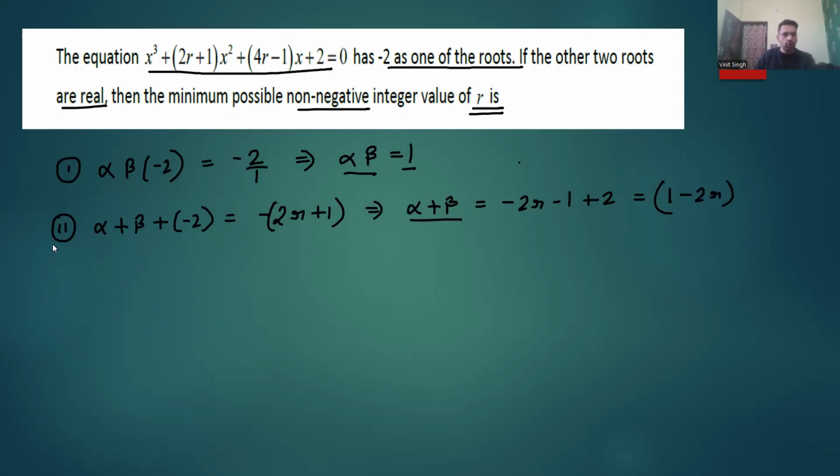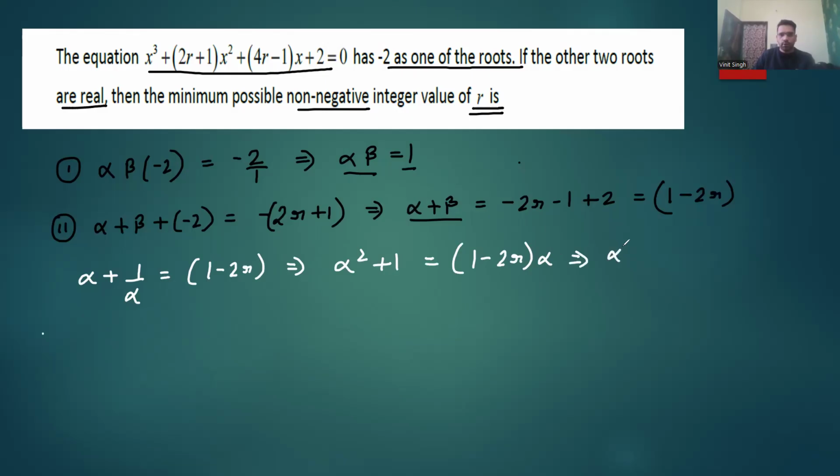So here we will take the value of beta as 1 by alpha. So we can write alpha plus beta in the form of alpha, so we can write alpha plus 1 upon alpha, which is equal to 1 minus 2r. So here we will write alpha square plus 1 is equal to (1 minus 2r) alpha. The equation becomes alpha square, then we will take it to the left hand side, it becomes plus (2r minus 1) alpha plus 1 is equal to 0.